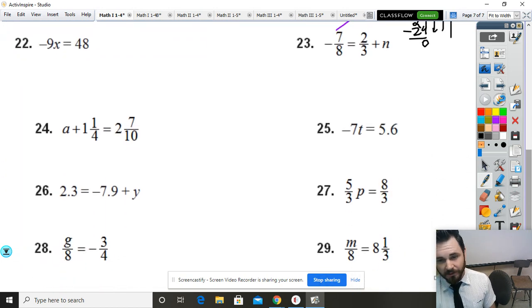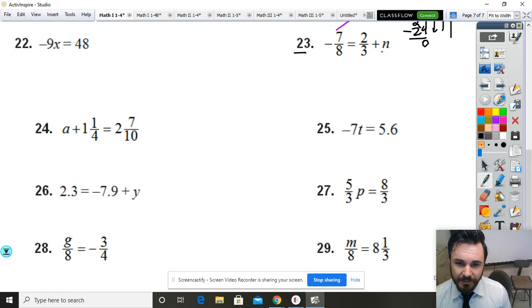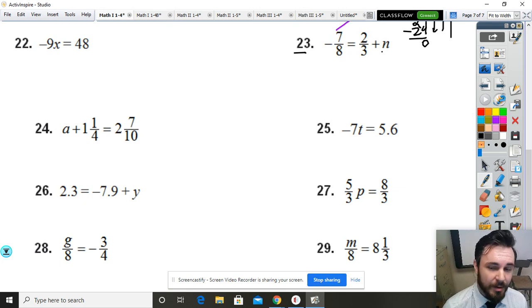And we're back to this. These are a little more challenging, trying to get x by itself, like number 23, because I throw in fractions and decimals. But it's the same process. Here I have positive 2/3. So in order to move it, I'm going to subtract 2/3.